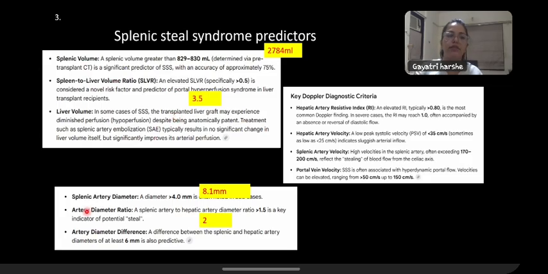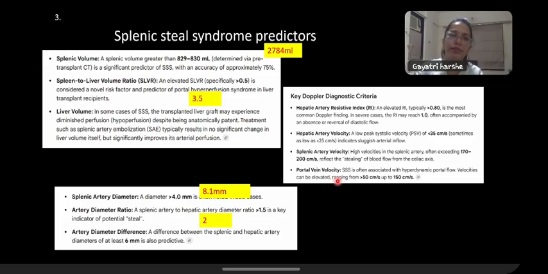Then other criteria are splenic artery diameter more than 4 millimeter, in this case particularly 8.1 millimeter. Arterial diameter ratio, that is the splenic artery to hepatic artery diameter ratio of more than 1.5, which is a key indicator of potential steal. Then the artery diameter difference, which should be at least more than 6 millimeter. And portal Doppler plays an important role in the post transplant setting.